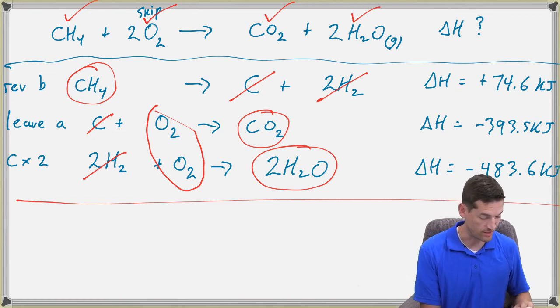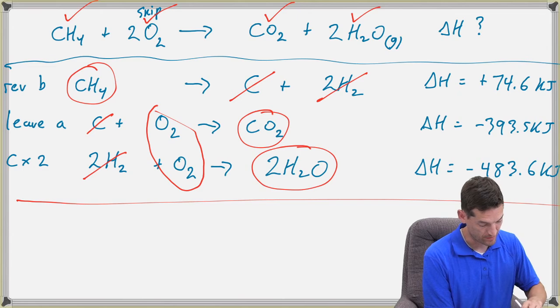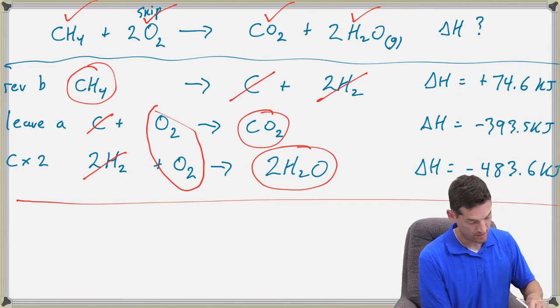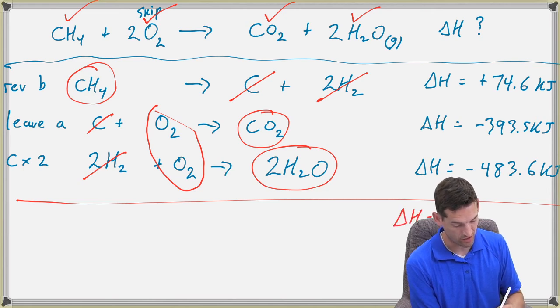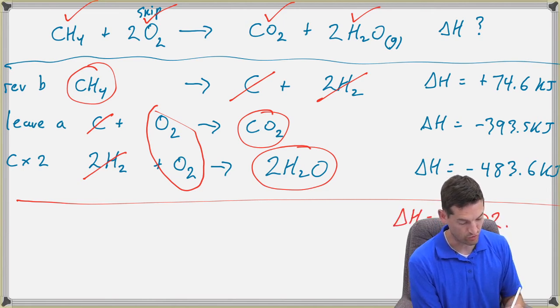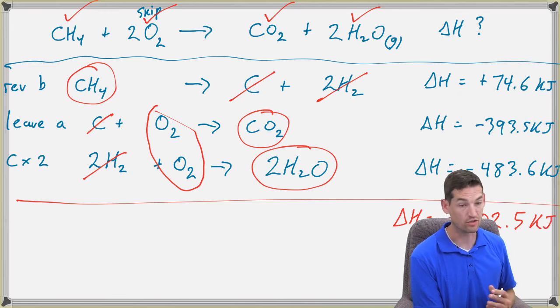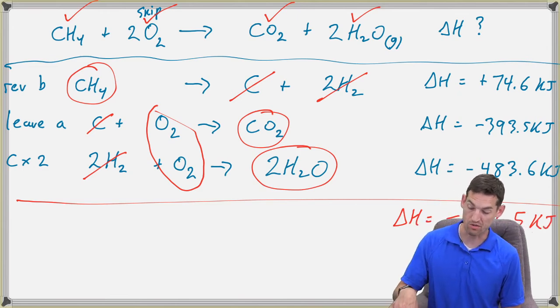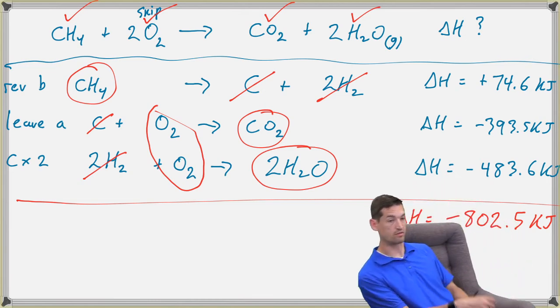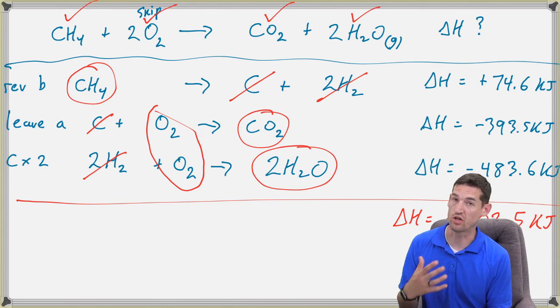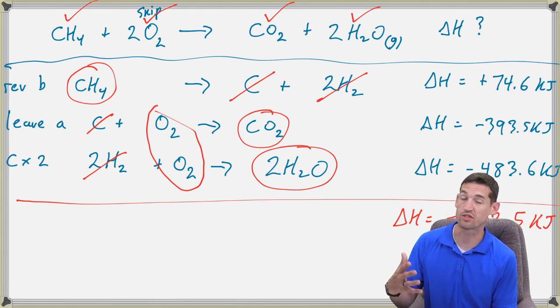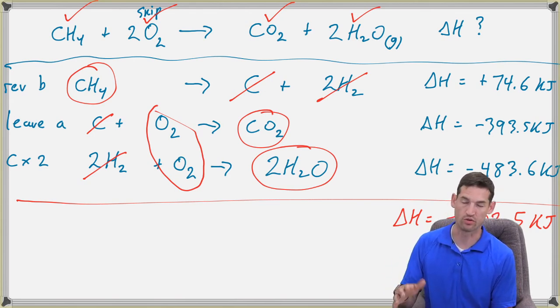So I can take these delta H values and add them up. 74.6 minus 393.5 and minus 486. I get a delta H negative 802.5 kilojoules. This question says, what's the molar heat of combustion? 802.5. It wants the molar heat of combustion, not just enthalpy, molar enthalpy.